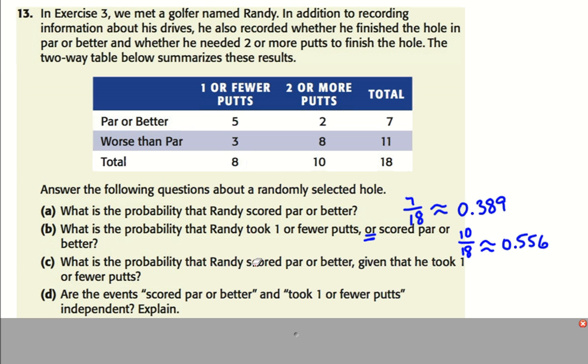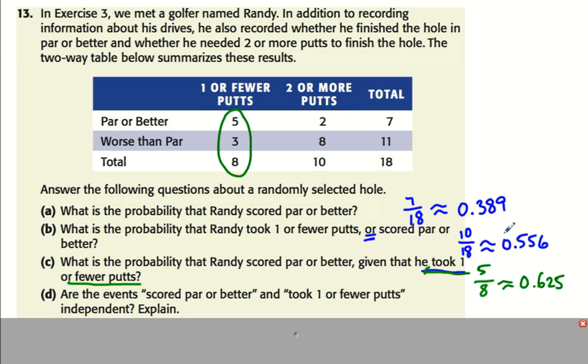Part C says, given that he took one or fewer putts. If it's a given that, we're going to start with he took one or fewer putts. I'm just looking here. What's the probability he scored par or better? Well, that would be 5 out of 8, right? So 5 out of 8, 0.625.